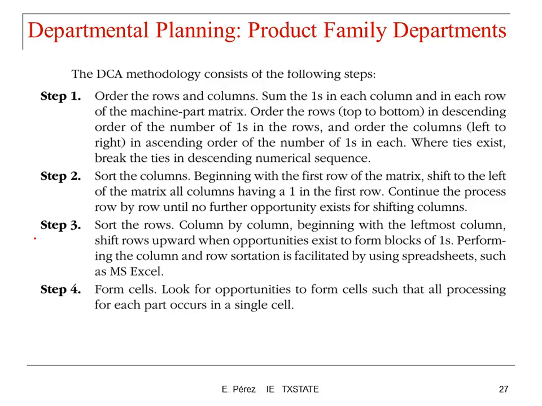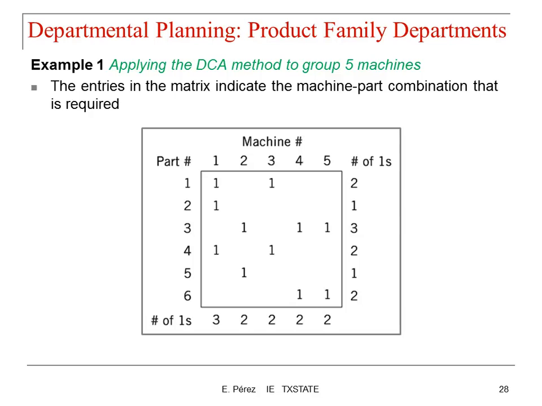Performing the column and row sorting can be done in Excel, but we're going to do it here by hand for small examples. And once you have done those sortings in your matrix, then you can start forming cells. Look for opportunities to form cells such that all processing for each part occurs in a single cell. Seeing an algorithm and how it works is difficult just by reading it, so that's why I'm showing an example on the next slide.